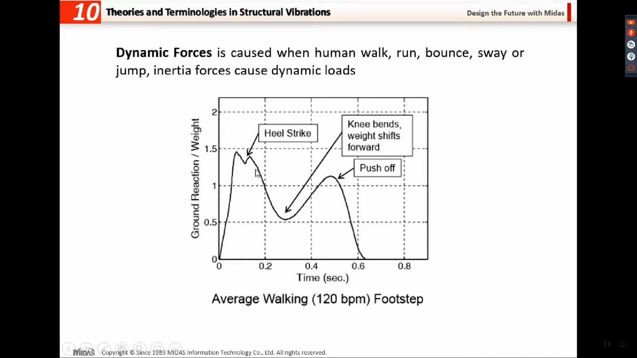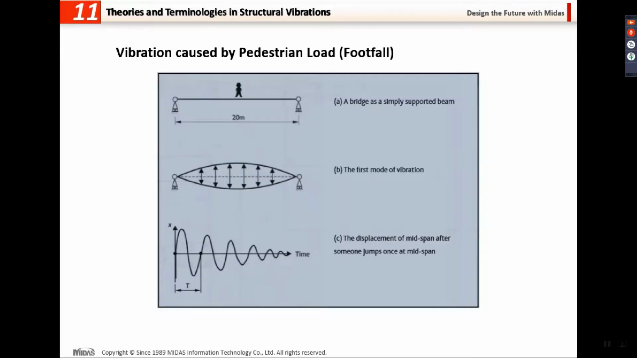So these are the dynamic loads that are being produced. An example, of course, of vibration caused by pedestrian load. An example of this is an impulsive force. So when a man walks on the bridge, let's say the man walks on the bridge and stops at the center of the bridge and then starts to jump.